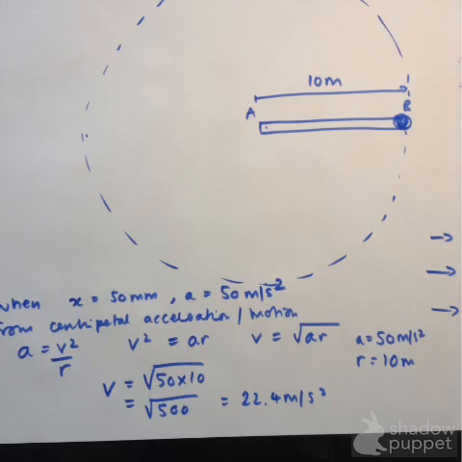So that's how fast the astronaut is going on the beam. That's the velocity of the astronaut. Okay, which concludes question 2, which people did find quite challenging.